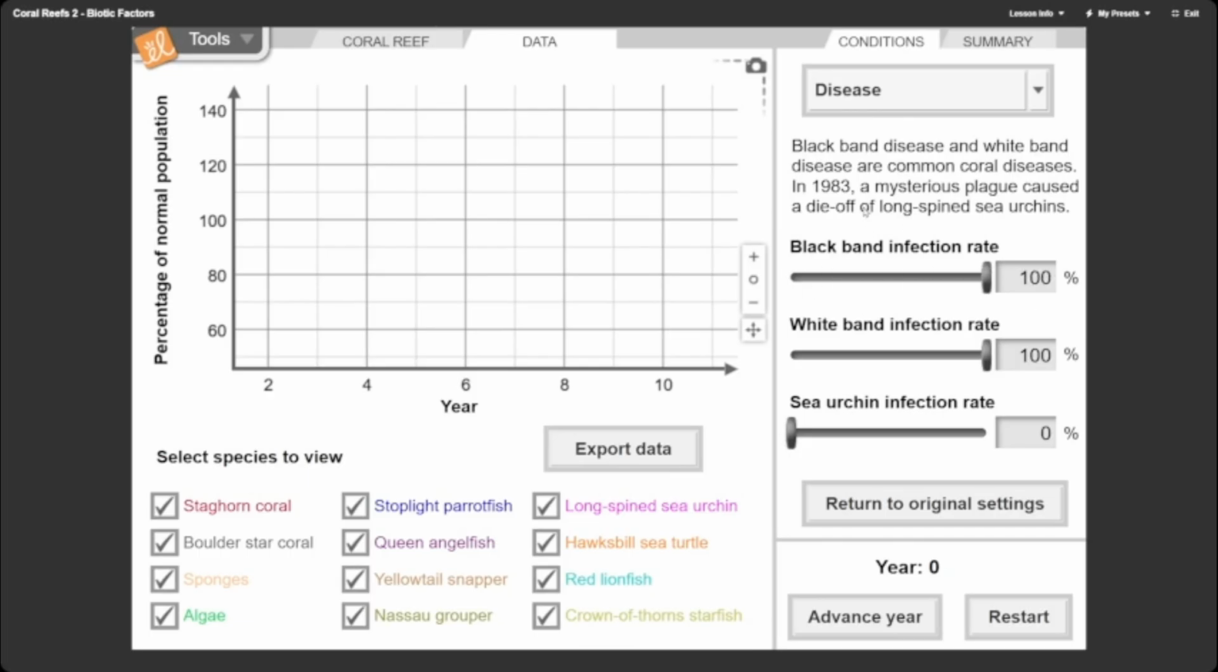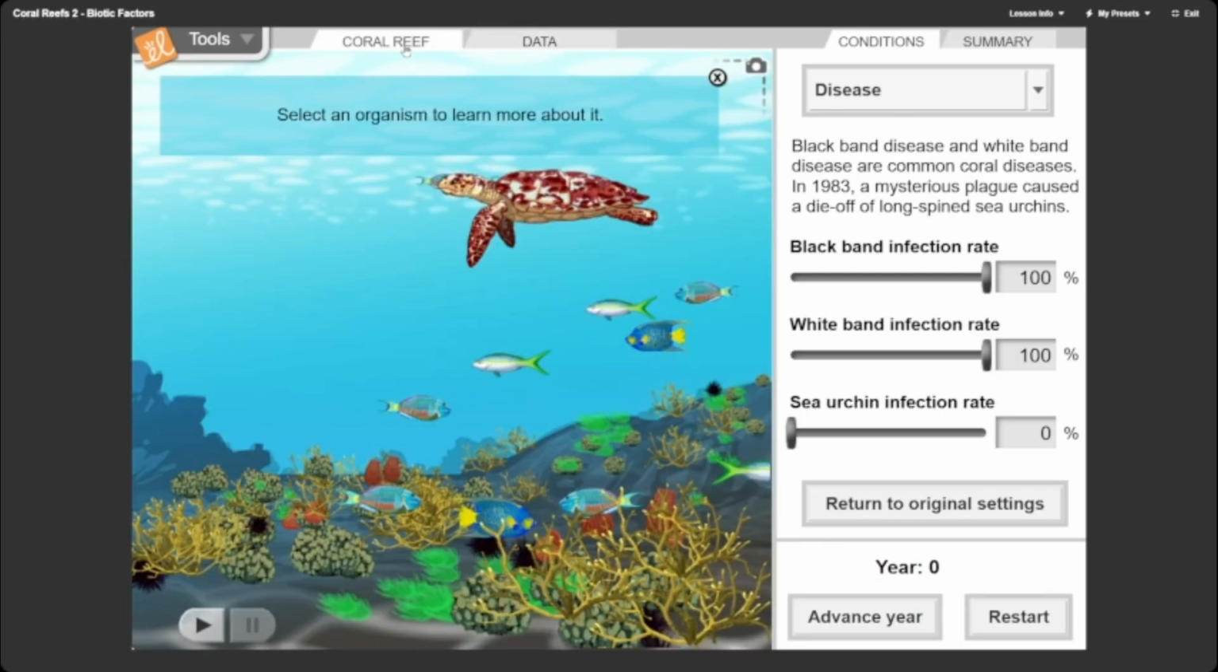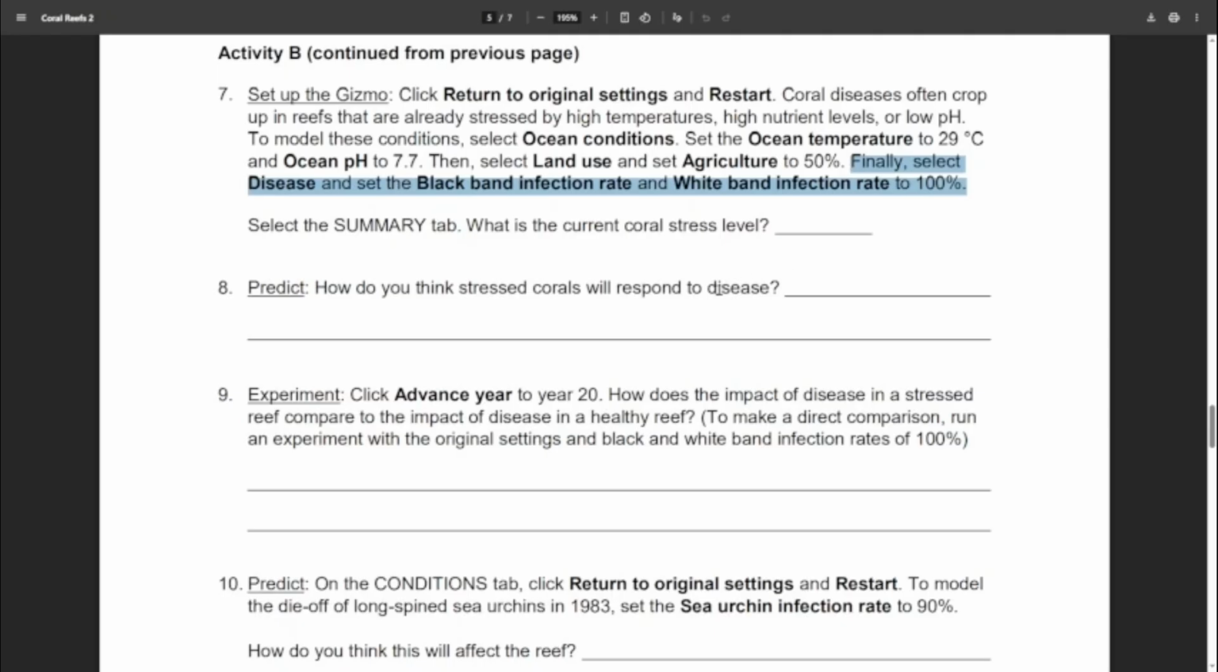So those are all the things that it wanted us to do. We haven't hit start, but poor little animals don't even know what they're in for right now. Now, select the summary tab. What is the current coral stress level?